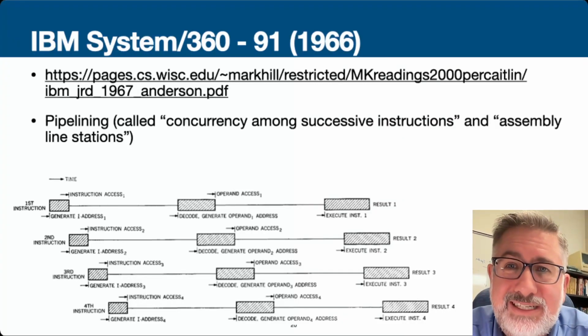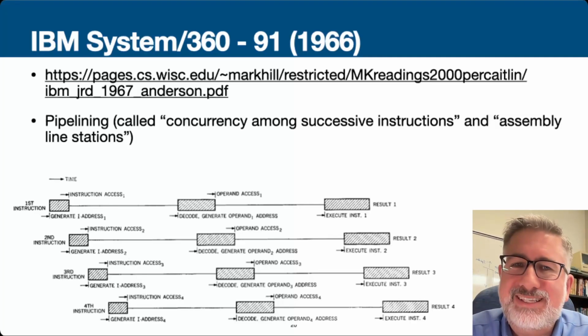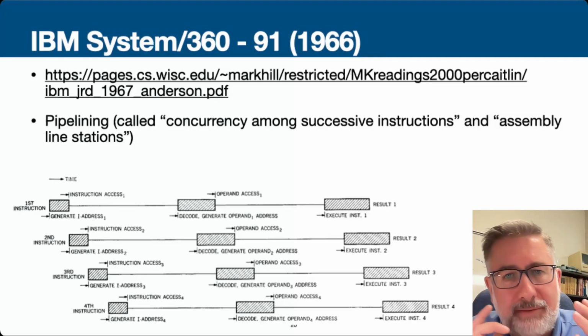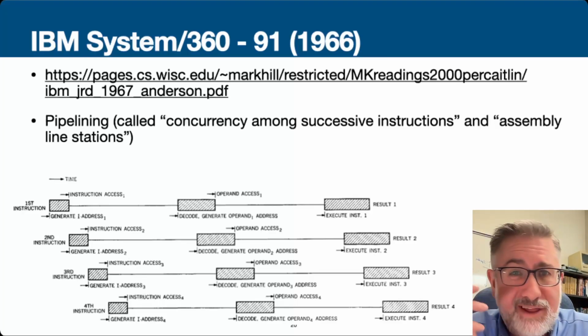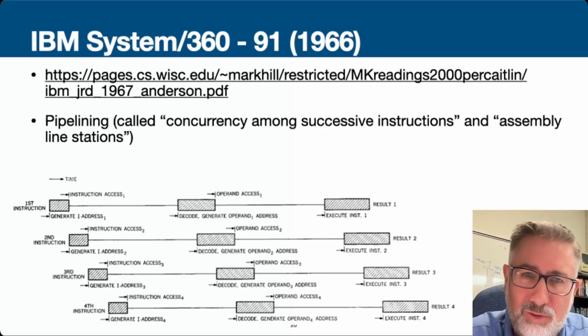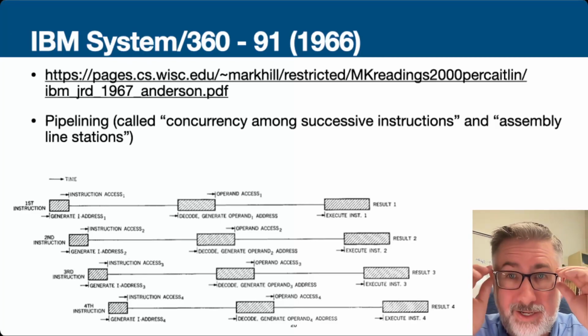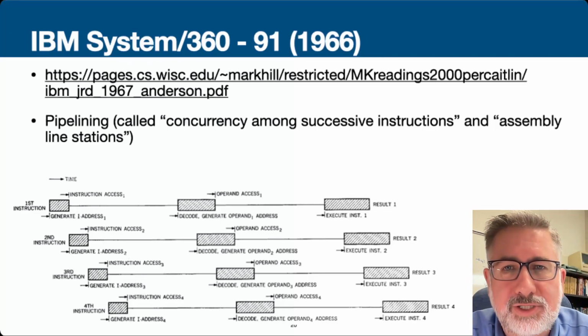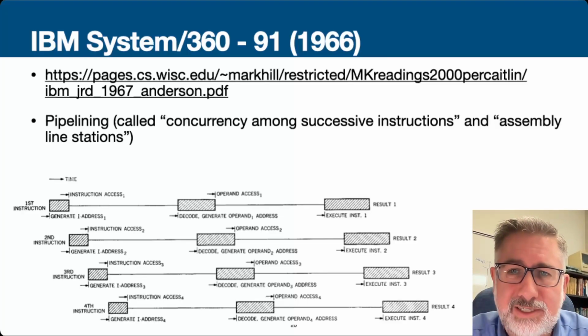In the IBM 360-91 in 1966, and again, here's another link for it, bringing in this idea of concurrency among instructions. And in these days, they were talking about parallel processing. This is what they were talking about. You start one instruction and then you start the next instruction before the first instruction is done. So they called this concurrency among successive instructions. They also called this assembly line processing.